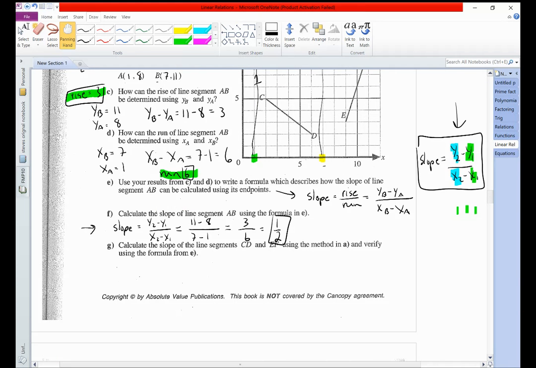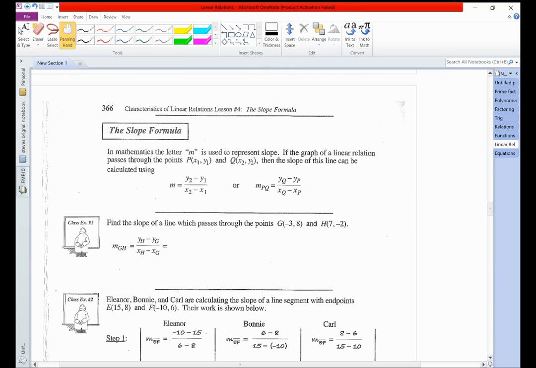Okay, so I'm going to skip that and we will do a quick example, and then I think this video is going to be over. So the slope formula again is right here. I want to point out one thing: in math we use the letter m to represent slope. M is slope. So when we rewrite our slope formula, you can say m is equal to y2 minus y1 divided by x2 minus x1. And then you can go from there to find slope.